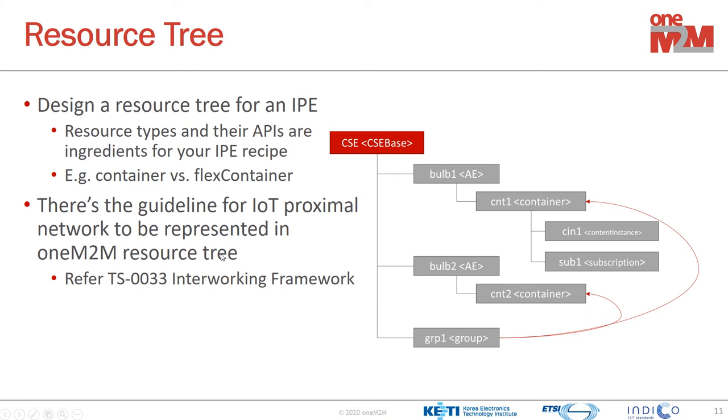Especially for the proximal IoT network devices interworking, you can refer to TS-0033, which is the interworking framework. And I can provide a very brief introduction of what it is in day one. Basically, there is a list of guides: how do we represent the non-oneM2M system in oneM2M? In this case, this will be the container. In this case, this will be an AE, something like that. So please refer to that one.